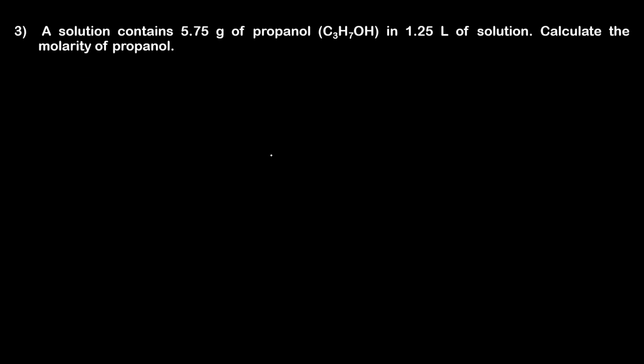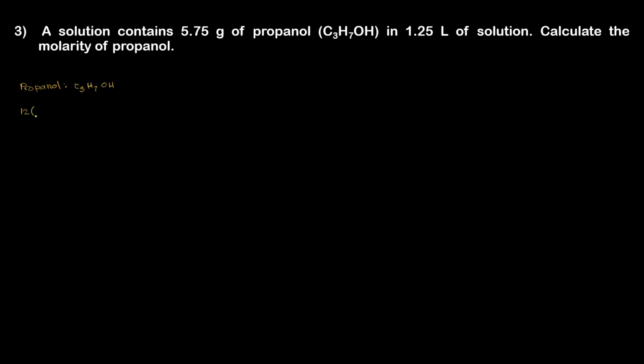So next, a solution contains 5.75 grams of propanol in 1.25 liters of solution. Calculate the molarity. You can pause the video and solve it yourself. Just like the previous questions, we were given the mass of the solute but not the mole of the solute. So we must find its molar mass. So propanol, which is our solute here, is C3H7OH.